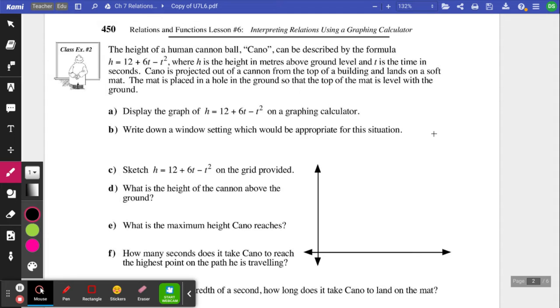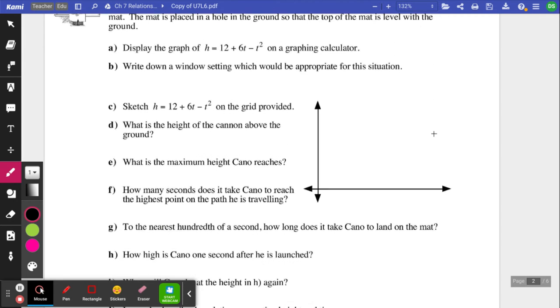Okay. Okay, come back to me. I gave you your 30 seconds. All right. The mat is placed in a hole in the ground so that the top of the mat is level with the ground. Okay, so we don't have to account for how high above the ground the mat is. We don't have to go there. We're just hitting the ground, okay? But the ground is a mat.